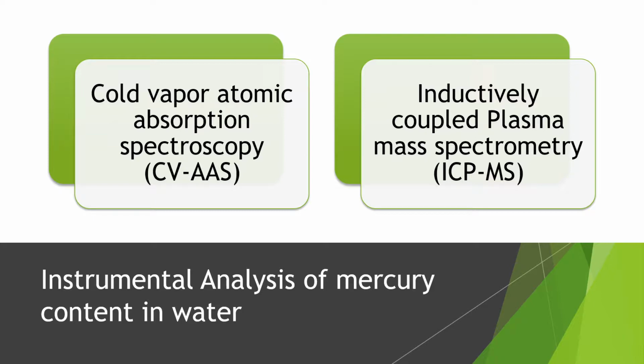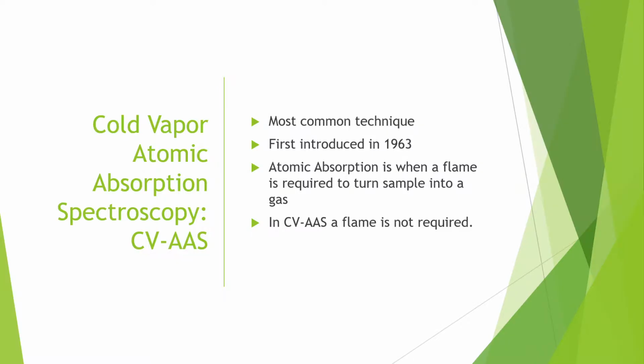The first being cold vapor atomic absorption spectroscopy, CVAAS, followed by inductively coupled plasma mass spectrometry, ICP-MS, to analyze mercury content in water. Cold vapor atomic absorption spectroscopy is one of the most common techniques in analyzing mercury. CVAAS was first introduced in 1963.